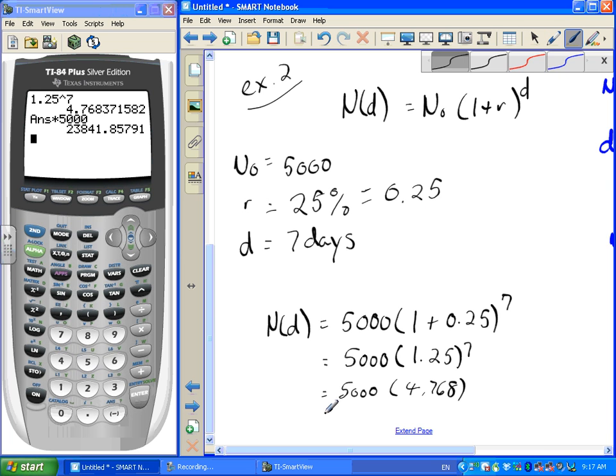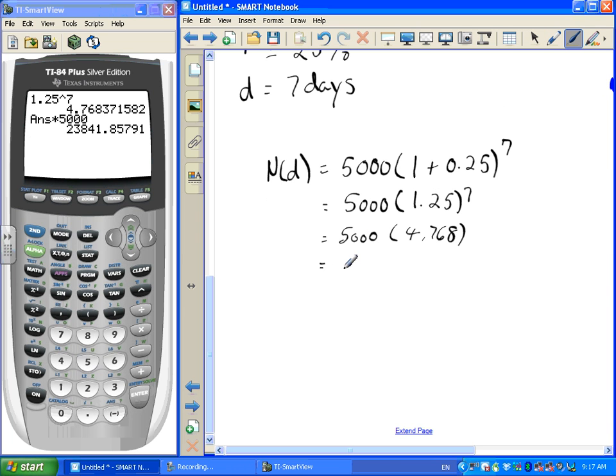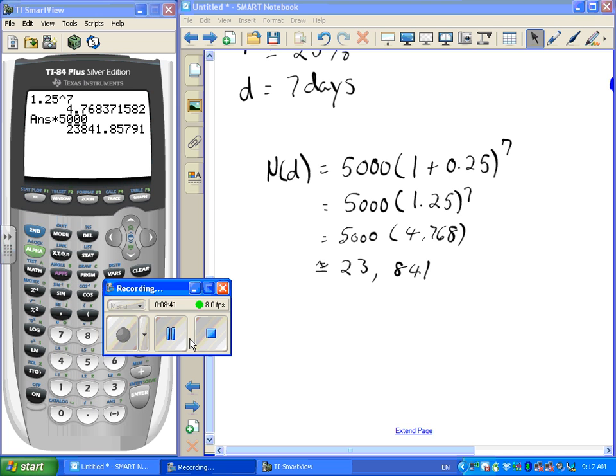And the population after 7 days is 23,841. Obviously it goes into decimals, but we're talking about the number of cells, so I'm not looking at 0.85 of a cell. We need an entire cell, so it's an approximation if you guys remember. It's approximately 23,841. Thanks for your confirmation, Tom.